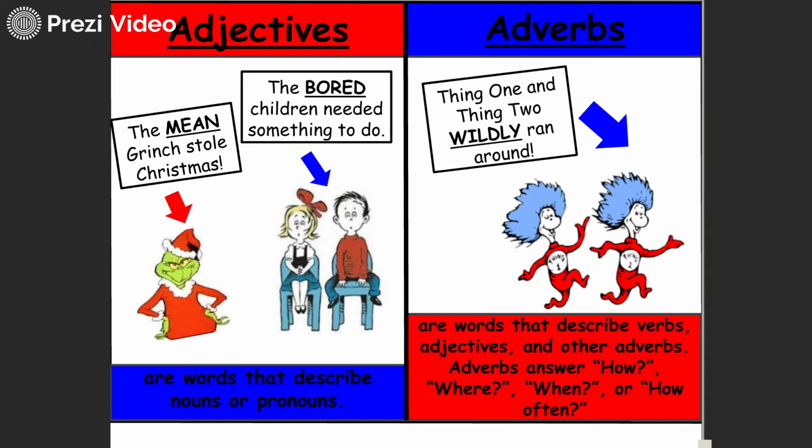Thing 1 and Thing 2 wildly ran around. Wildly describes how they were running. A lot of times you'll see or hear that words ending in ly are adverbs, and that's generally true. If you see words ending in ly, like wildly, they are probably adverbs. They also will answer questions like how, where, when, or how often. So how actions were being done, where were they being done, when were they being done, how often are they being done.